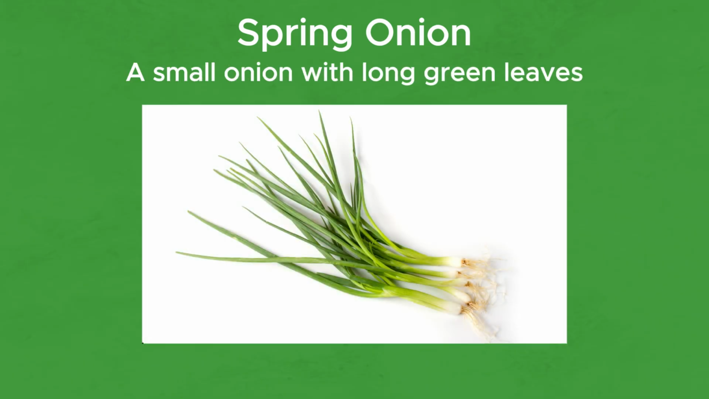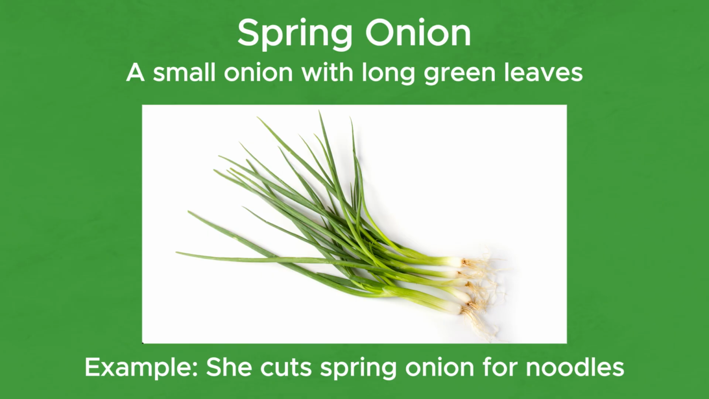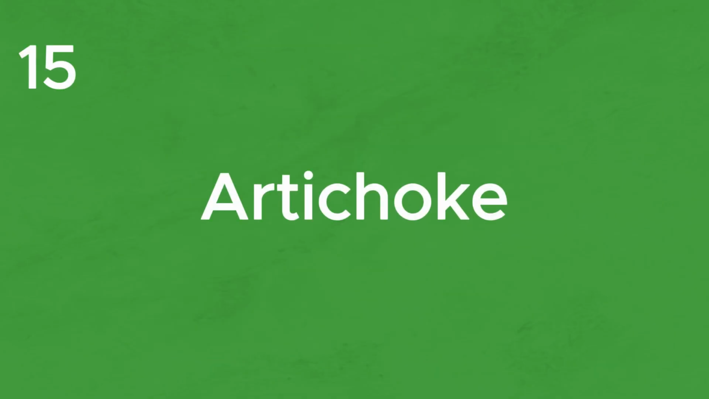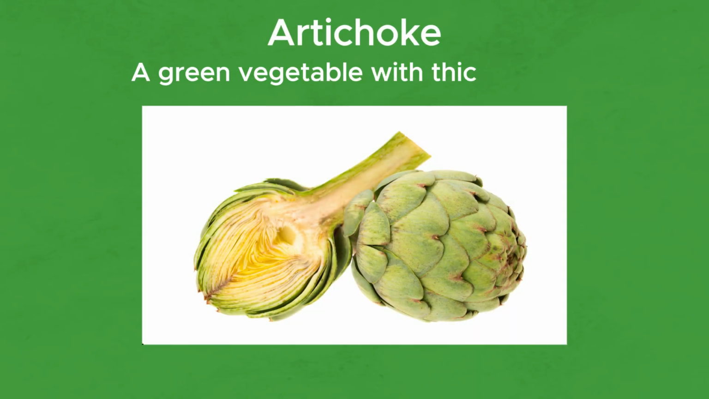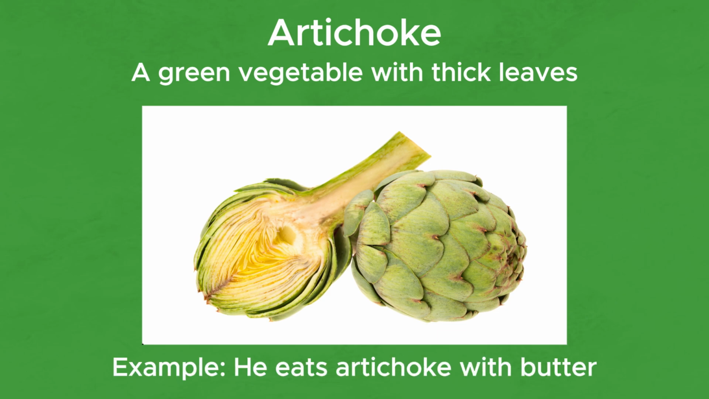Spring onion. A small onion with long green leaves. Example, she cuts spring onion for noodles. Artichoke. A green vegetable with thick leaves. Example, he eats artichoke with butter.